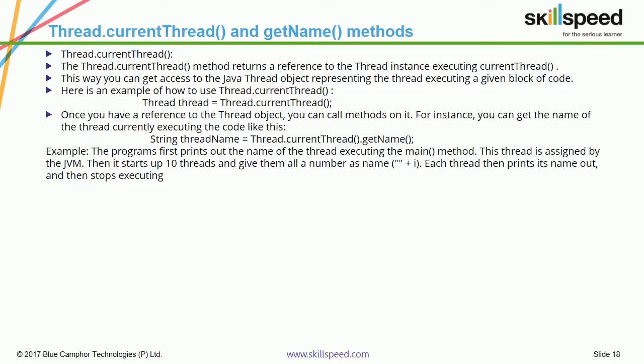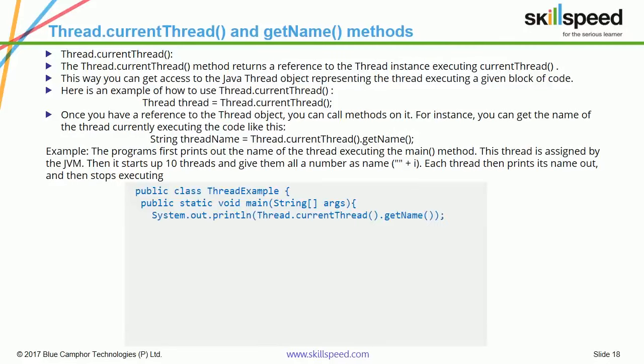Example: the program first prints out the name of the thread executing main. This thread is assigned by the JVM. Then it starts up 10 threads and gives them all a number as the name, something like "" + i, as we do in a for loop. Each thread then prints its name out and then stops executing. Let us have the class which defines it.